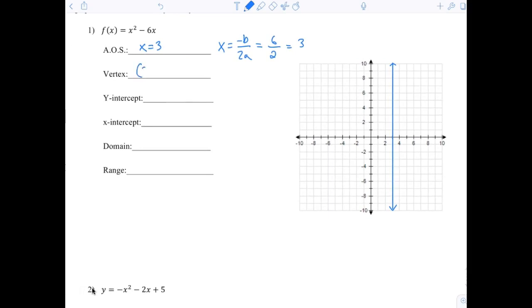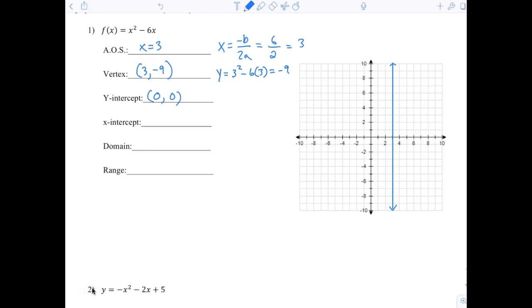Now to find the vertex, remember you're taking 3 and plugging it into the equation. So you end up with y is equal to 3 squared minus 6 times 3, which everybody can see is negative 9. So 3, negative 9. Now the y-intercept is what? It's 0. 0 what? 0. Yep, 0, 0. All right, because the c value or the constant is 0. Any issues with that?